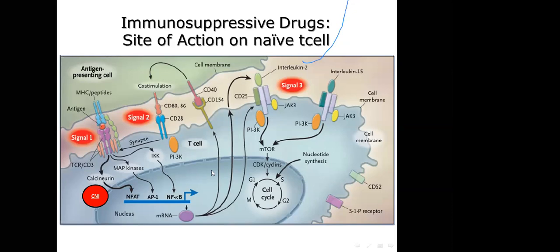This will stimulate the calcineurin signal, and the calcineurin signal will stimulate DNA transcription, the nuclear factor of activated T cell, and the nuclear factor kappa. And we have signal 2, which is CD28 on the T cell, which connects to CD80, also called B7. Finally, the interleukin will be secreted and attached to its receptor, which is called CD25.